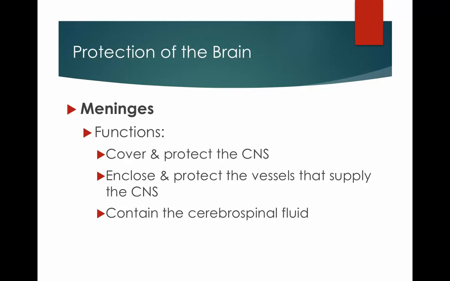So when we think about the meninges, again, the meninges are layers of connective tissue that completely cover and encase the central nervous system, so both the brain and the spinal cord. Their role is to protect the brain and spinal cord from the exterior, as well as to protect and enclose the blood vessels that supply it. They also contain cerebrospinal fluid, which plays an important role in providing nutrients to the brain.